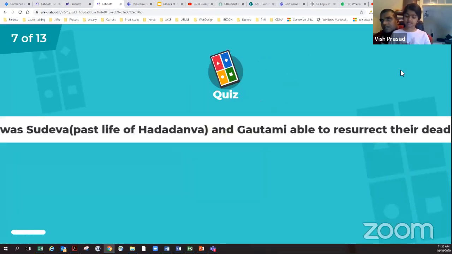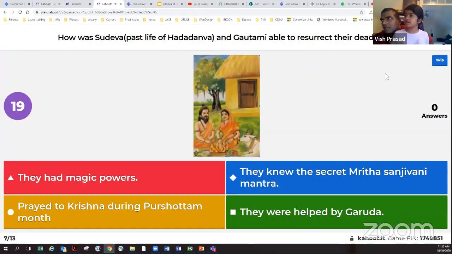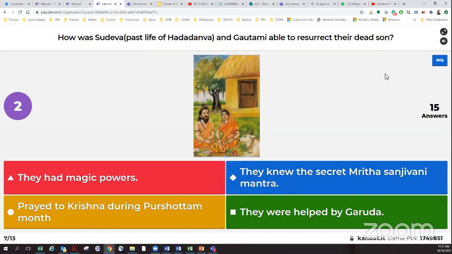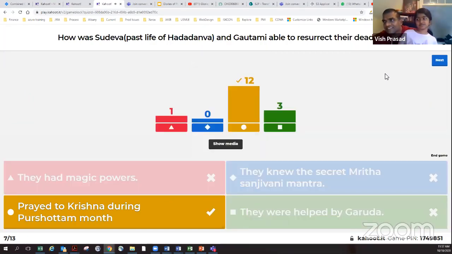Okay. Who was Sudeva? Past life of Hadadanva and able to resurrect their dead son. They had magic powers, prayed to Krishna during Purshottam month. They knew the secret Mrita Sanjeevani mantra. They were helped by Garuda. I accidentally pressed red. I wanted to choose yellow. That's okay. That'll teach you to be careful, okay? Even in your school, you should be very careful when you answer.